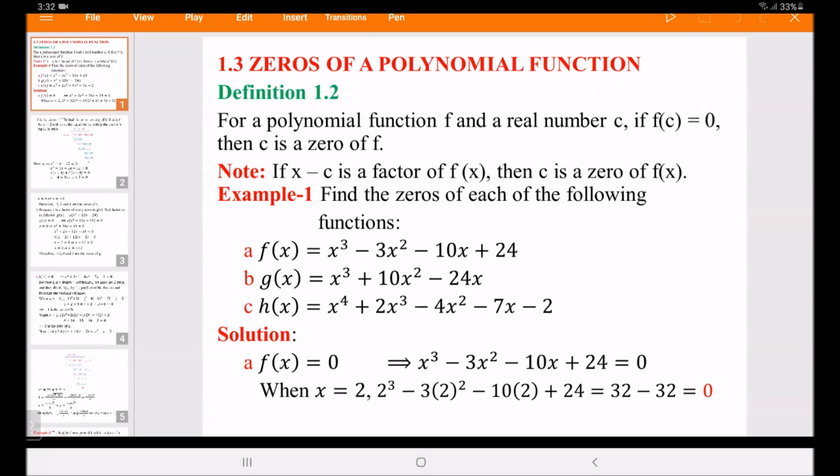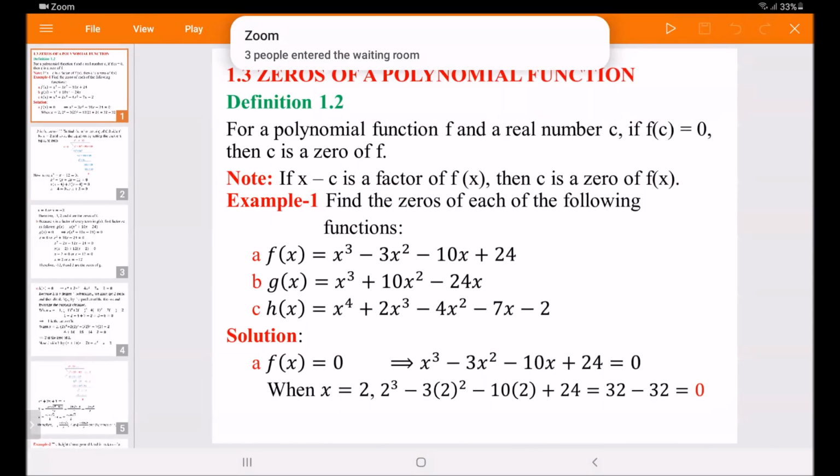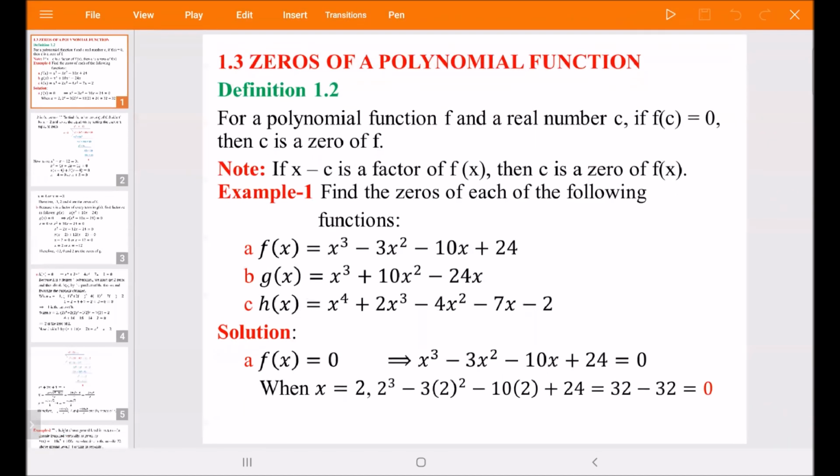Okay, good afternoon to you. Today we are going to see zeros of a polynomial function. The previous week we have seen the two important theorems in a polynomial, the factor theorem and the remainder theorem. Actually, if you remember, the remainder theorem is mainly used when a given polynomial f of x is divided by a linear polynomial x minus c.